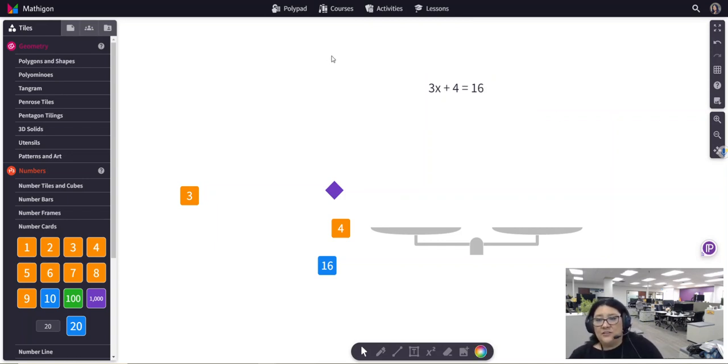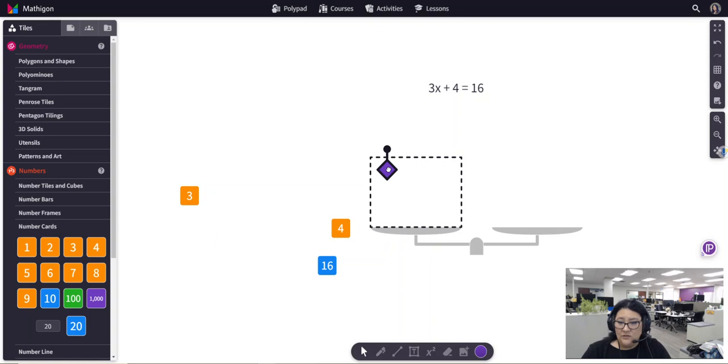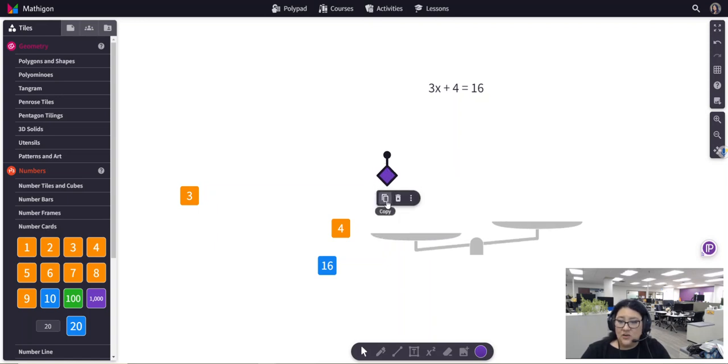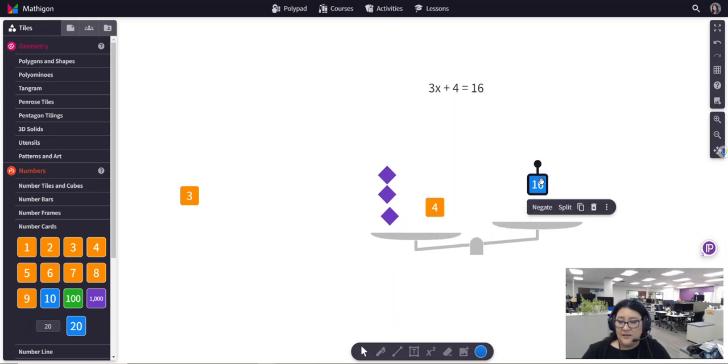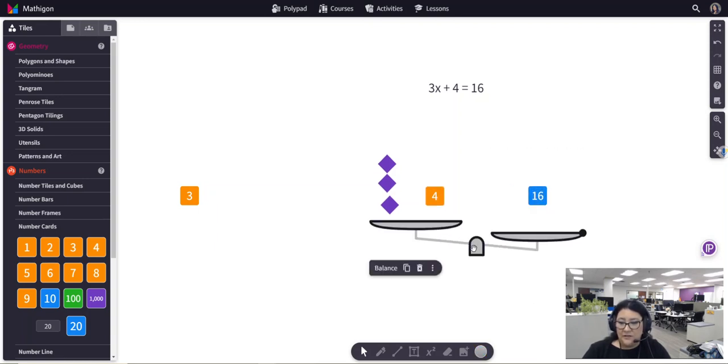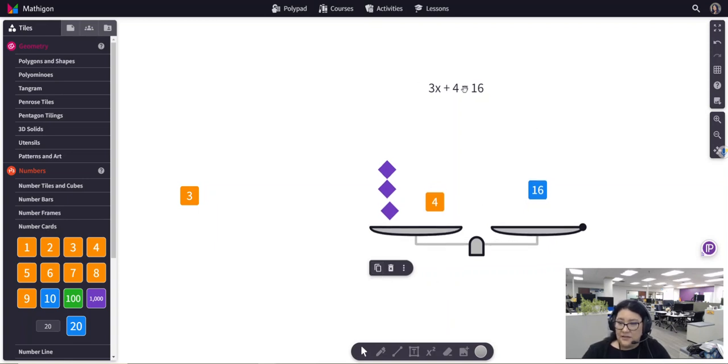So the first thing we have to do is represent this 3x, so I'm going to use my favorite purple square to be 1x. So we actually need three of these because we need three x's. There we go. And we also have 4 on this side, and on the other side is 16. Don't forget to balance, like on my last video, I forgot. Balance this. It says it's balanced.